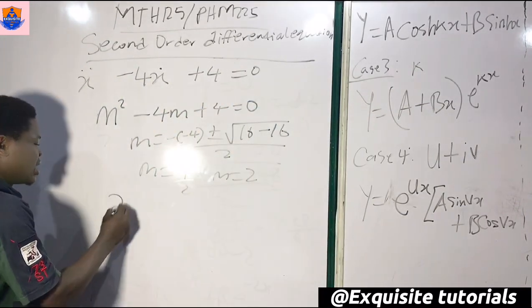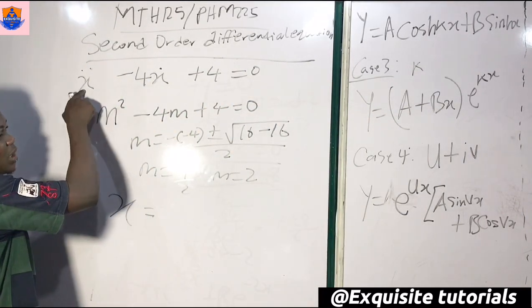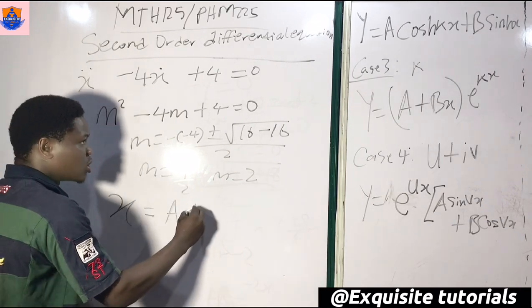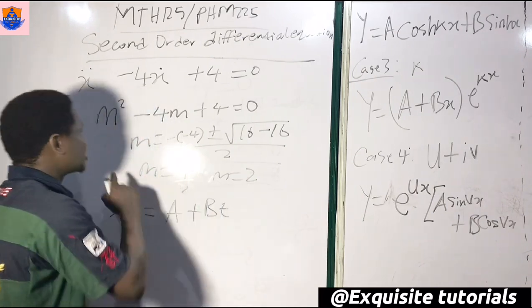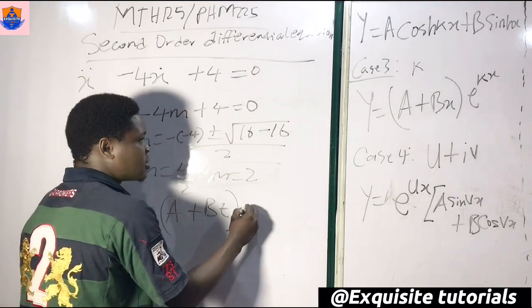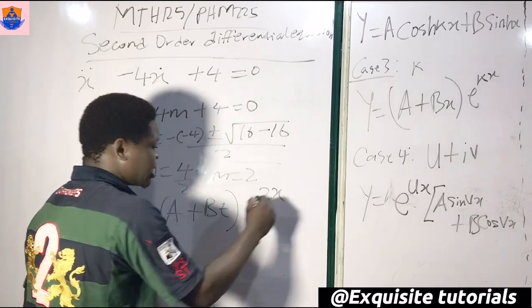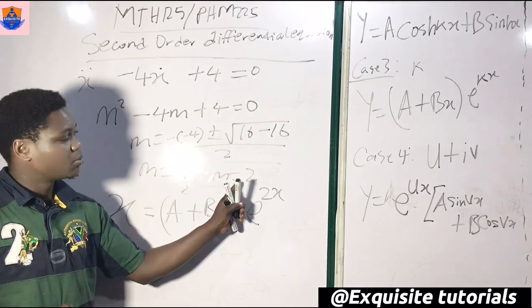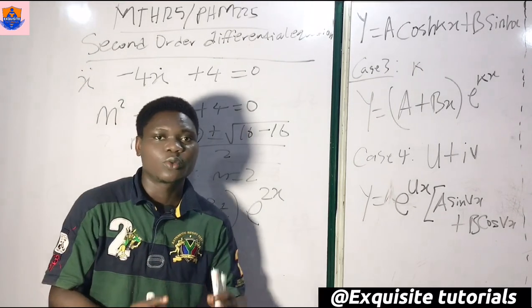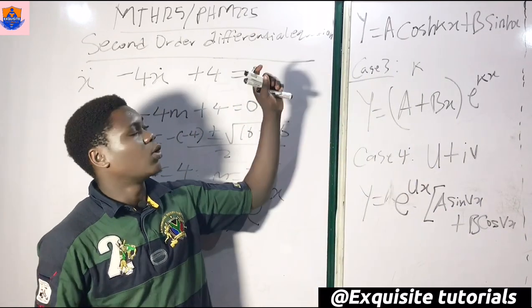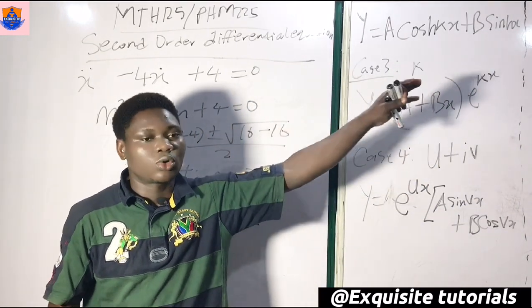So it means that x is equal to, don't forget that the dependent variable here is x, a plus bt, like I said, it is with respect to time, bt times exponential 2t. We are using this because we had just one value of m. Now let's solve our last question for this video and we'll be done with this video. We'll move over to the one of which d is not equal to 0.